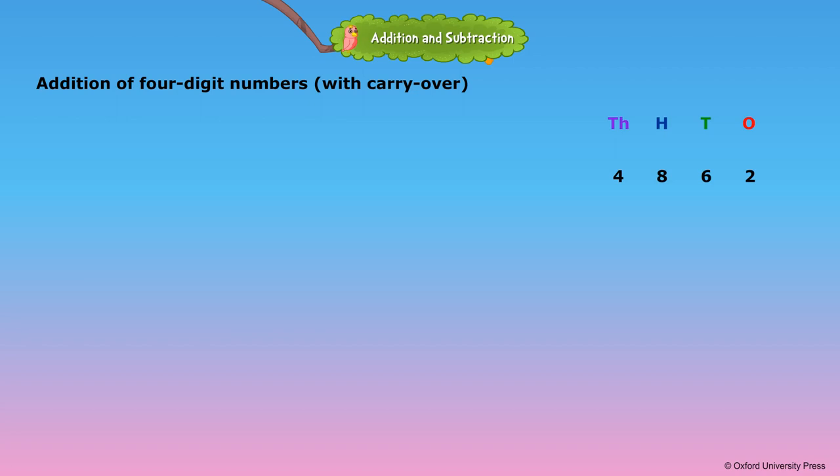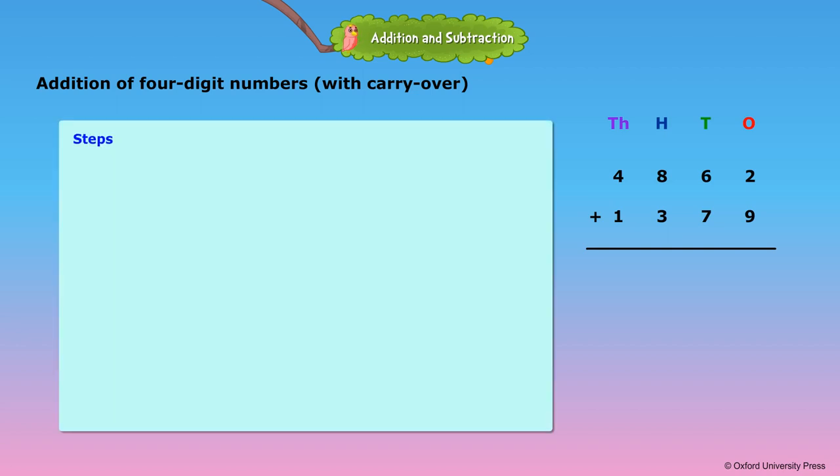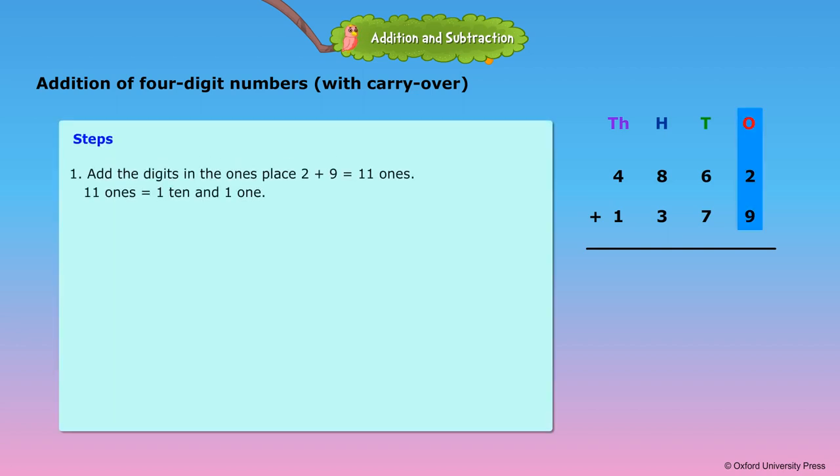Addition of four-digit numbers with carryover. Let us add 4,862 and 1,379. Steps. Add the digits in the ones place. 2 plus 9 is equal to 11 ones. 11 ones is equal to 1 ten and 1 one.